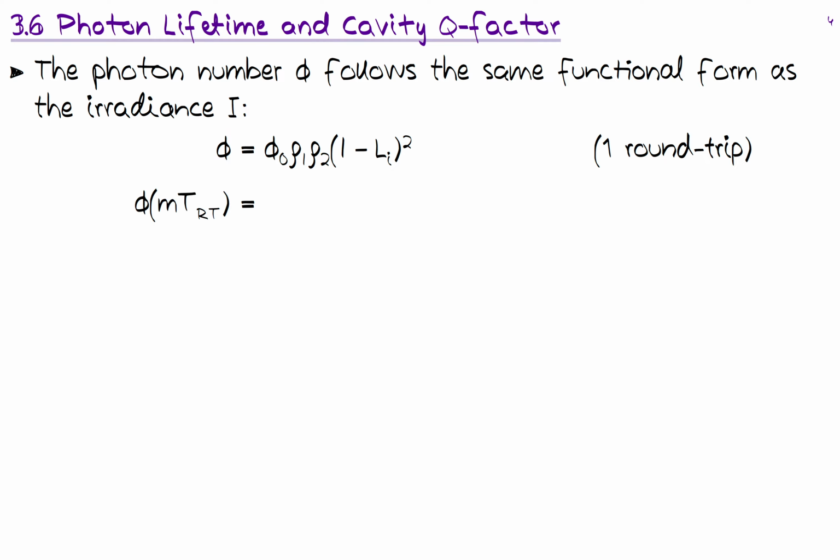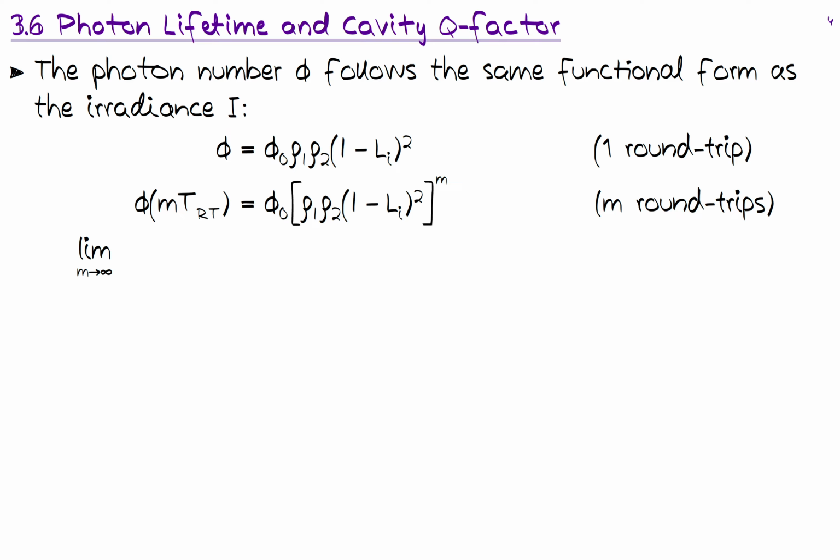And then after m round trips, we will have a modified number of photons. Here, with the parenthesis, I mean that after m round trips, the number of photons is given like this. So basically, it's just the same math as before, but now we are raising that to the power of m to get m round trips. And now we're interested in looking at the limit of what happens when we let m go to infinity. So after infinitely many round trips, what will be the photon number? So essentially, we are interested in calculating this limit.